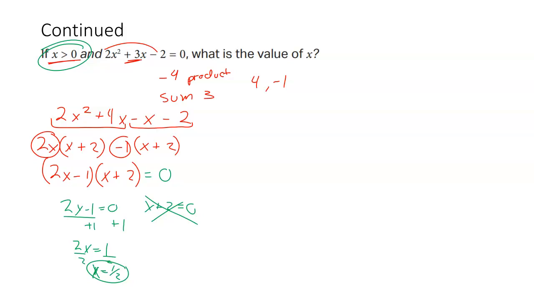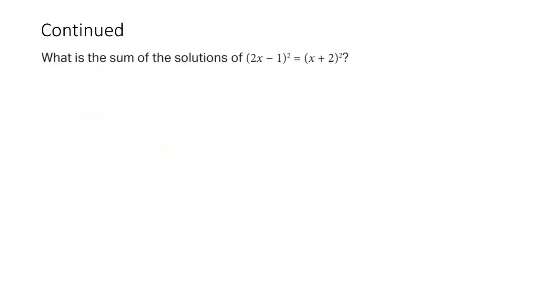Two minutes. Let's do this. What is the sum of the solutions? All right. So I've got a binomial squared on both sides. I can square root both sides to get rid of that binomial. But problem is, I have to have two answers. That's only going to give me 1.